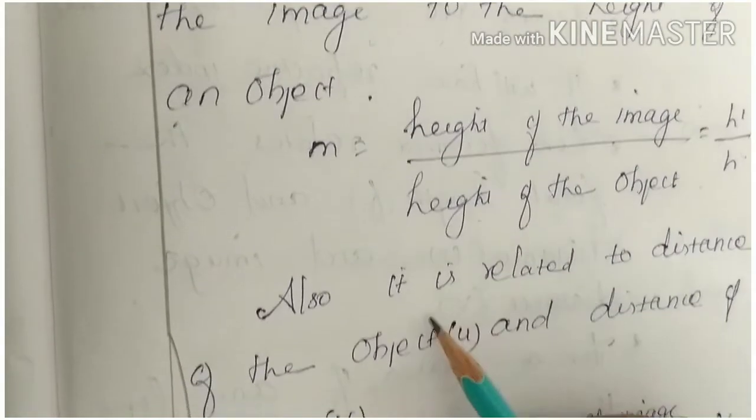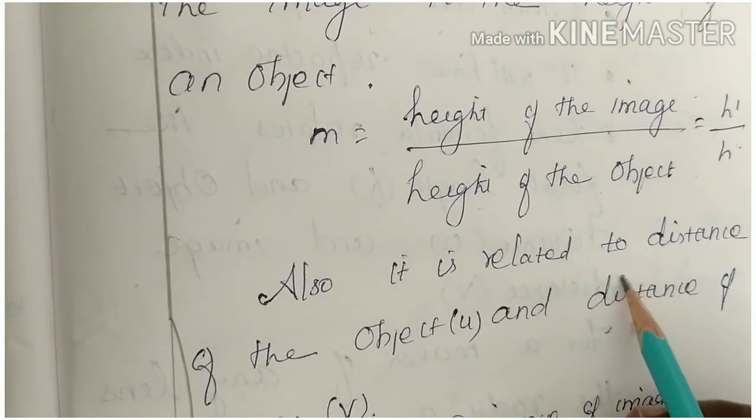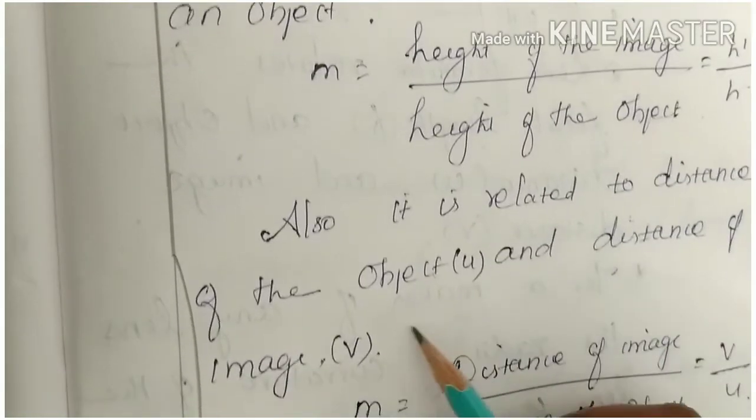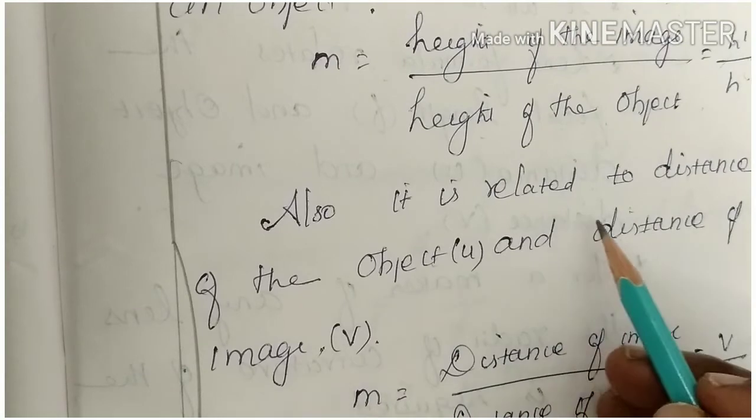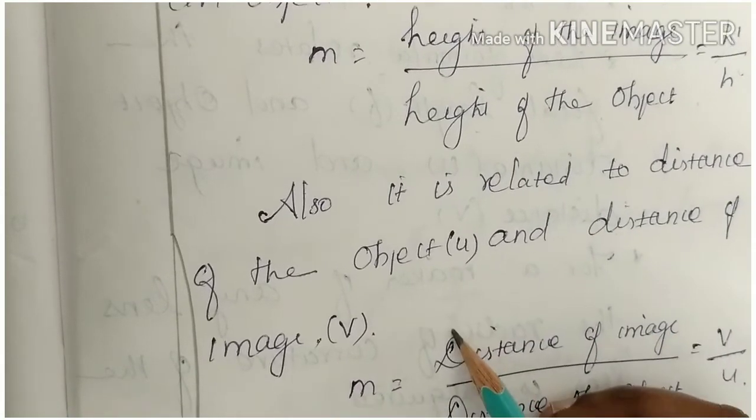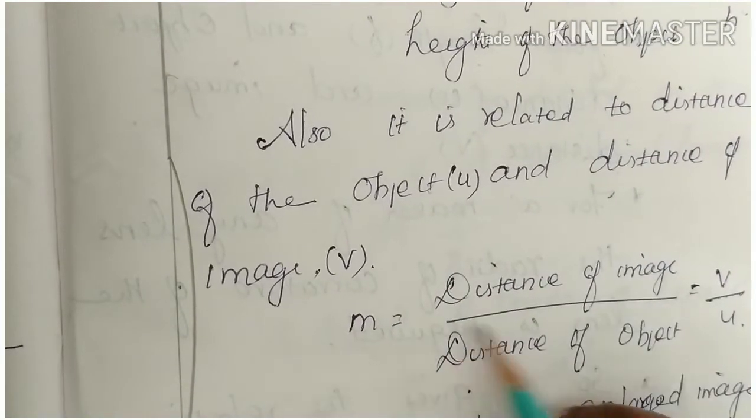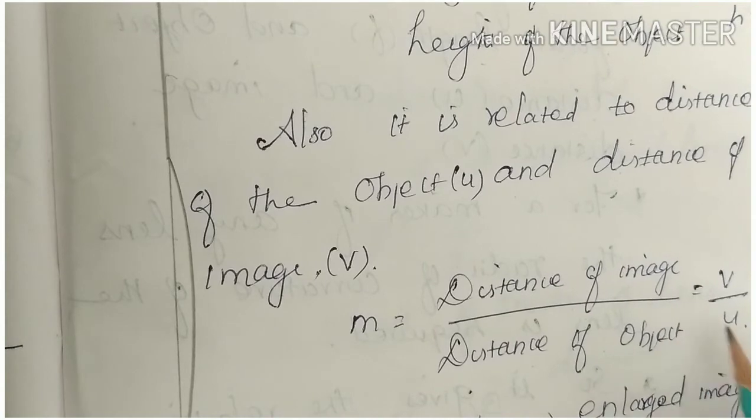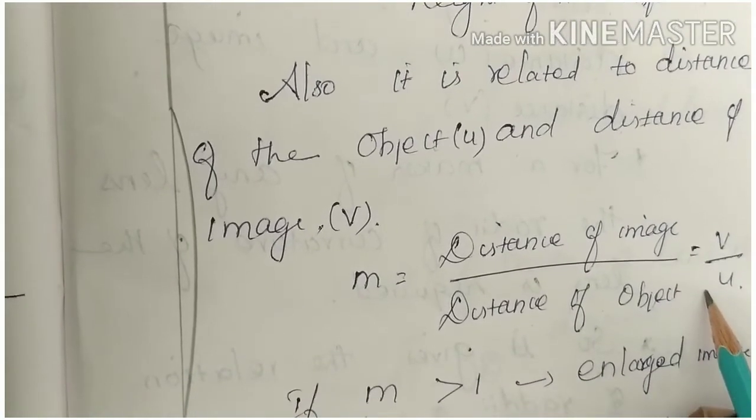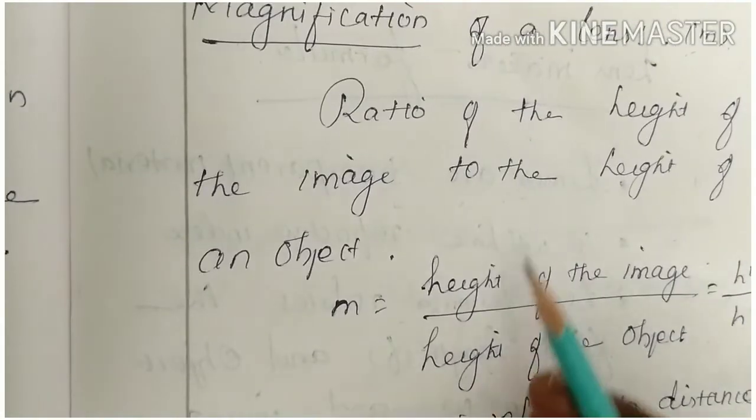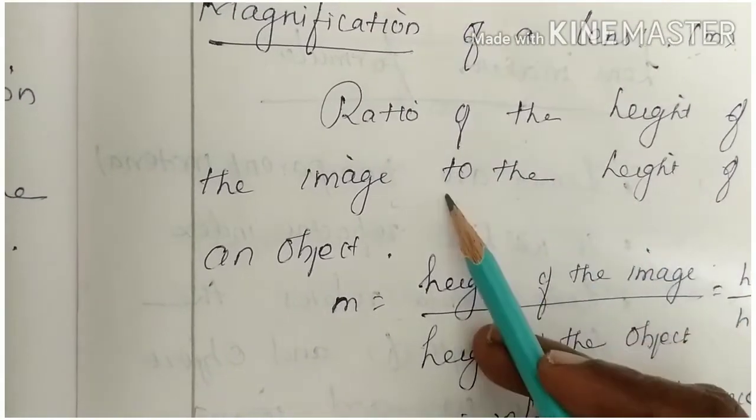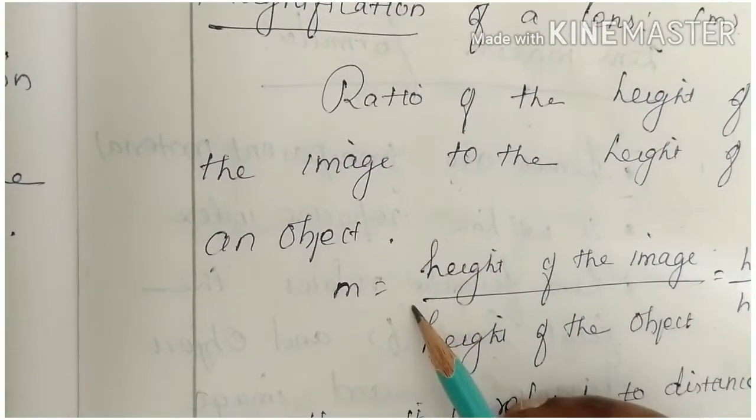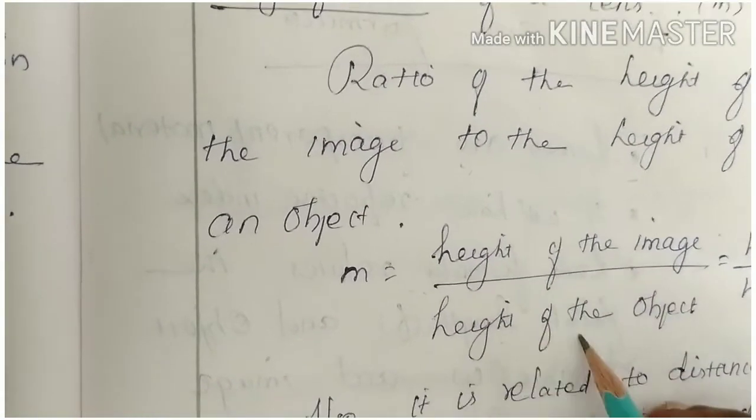It is also related to the distance of the object and the distance of the image. So m is equal to the image distance divided by the object distance. The image distance is v and the object distance is u. So this is called magnification. What do you mean by magnification? The ratio of the height of the image to the height of the object. m is equal to the height of the image divided by the height of the object.